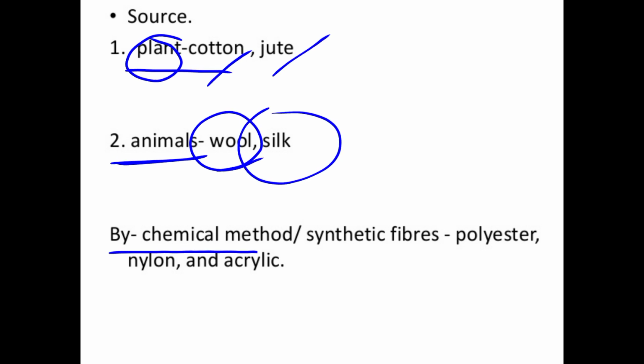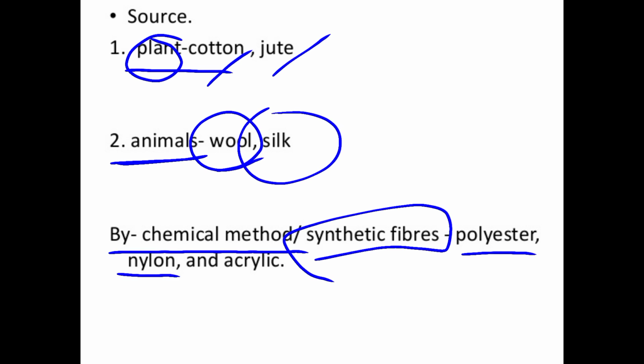Then another source is, some fabrics are made synthetically. Some fibers are made by human beings itself. They do not have any natural source, and those are called synthetic fibers, like polyester, nylon, acrylic. These are synthetic fibers. They are made by various chemical methods, by doing various chemical reactions, and ultimately we get synthetic fibers, or man-made fibers, right?